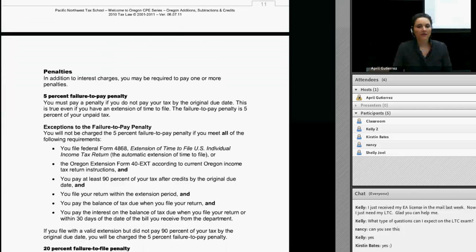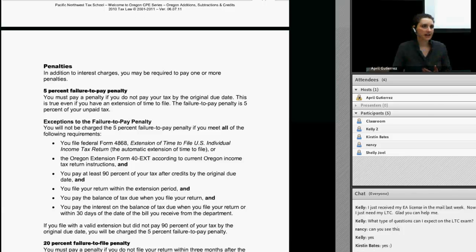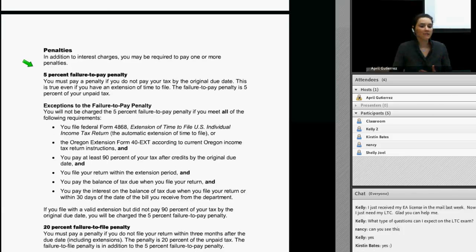So we've just finished talking about penalties associated with estimated tax. Now we're going to move on to penalties associated with other bad behavior.